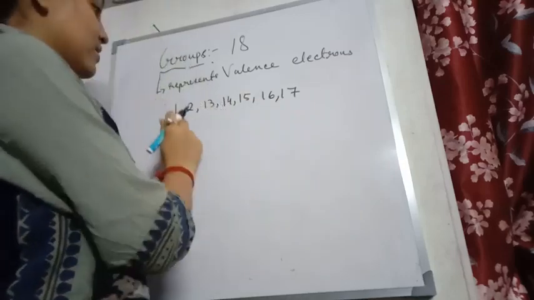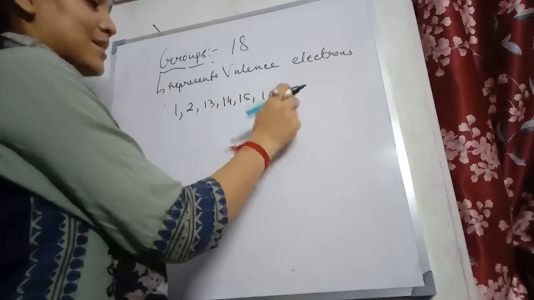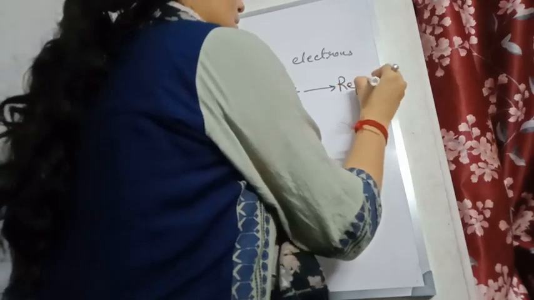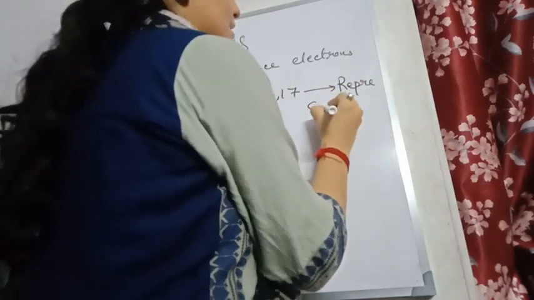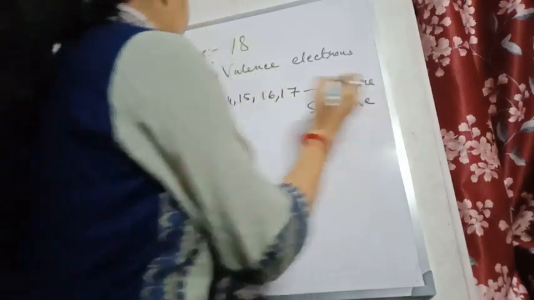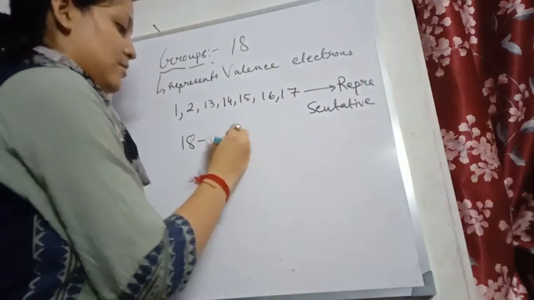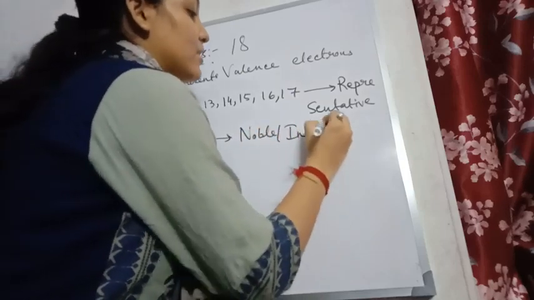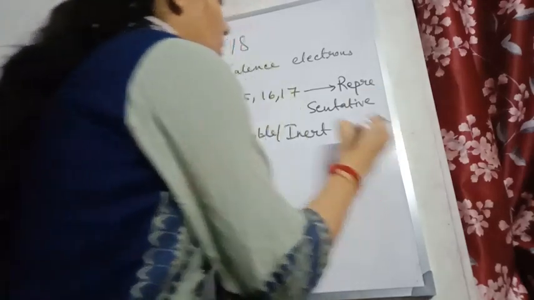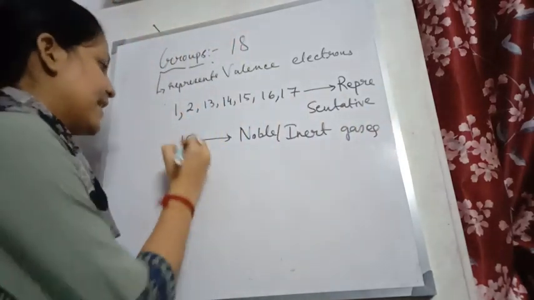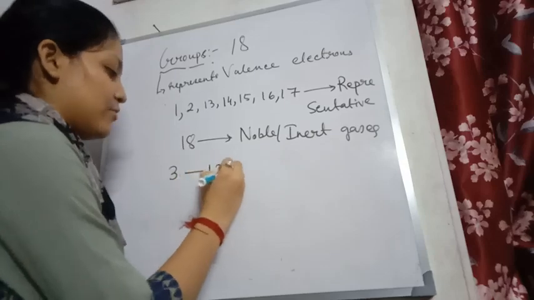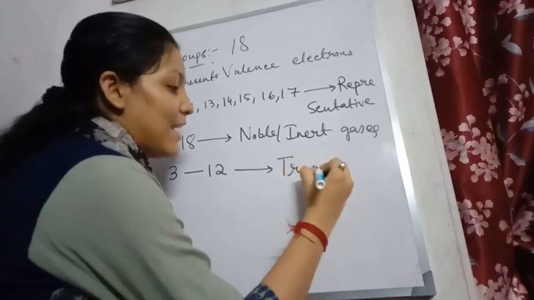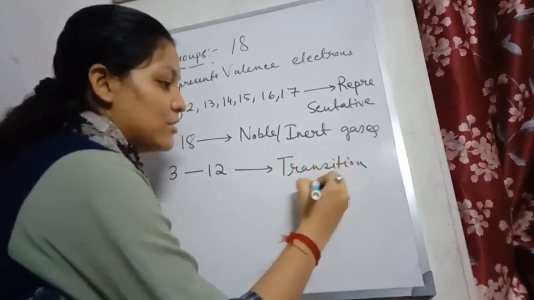Groups 1, 2, 13, 14, 15, 16, 17 are known as representative elements. Group 18 is known as noble or inert gases. Then group numbers 3 to 12 represent transition elements.